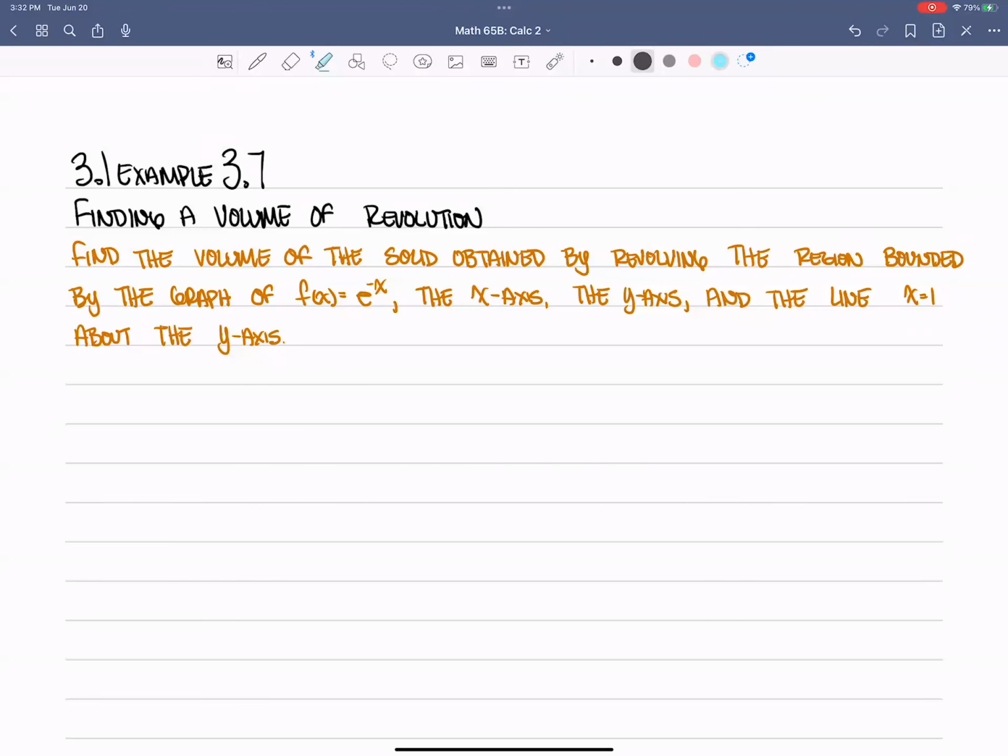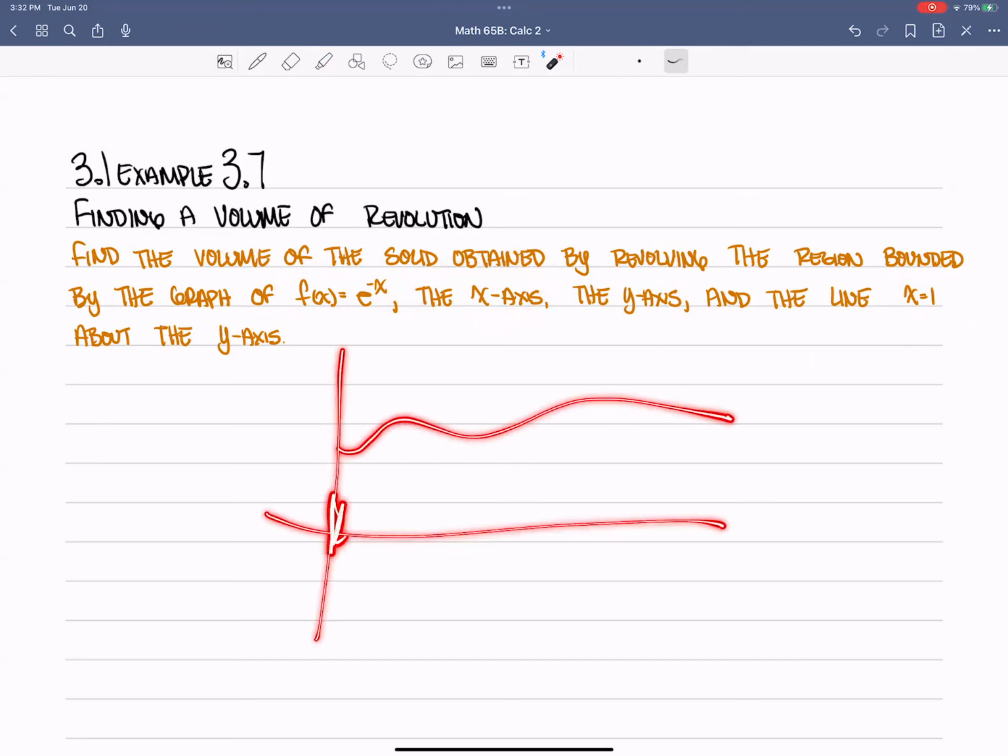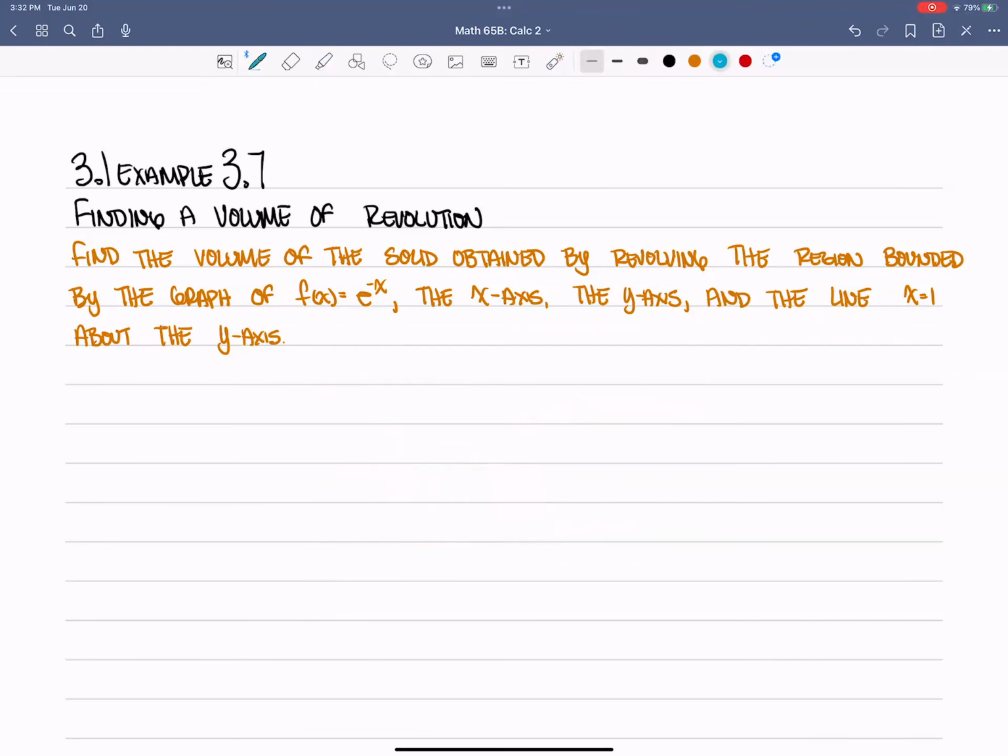And it looks like we're integrating from the y-axis up to 1. So we're x equals 0 to x equals 1. And we're integrating this line here bounded by the x-axis. So we have like our function. Let's just say it's an arbitrary function from here to here. This is a region that we're revolving around the y-axis. So best method to use for this is going to be our shell method.